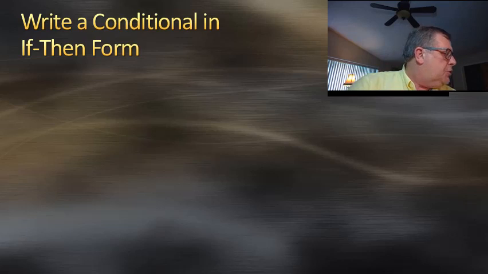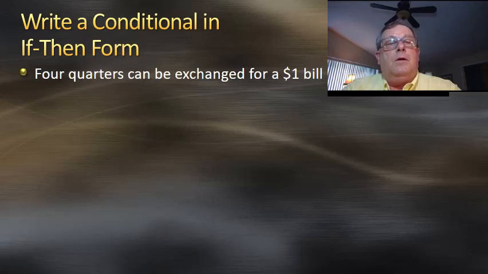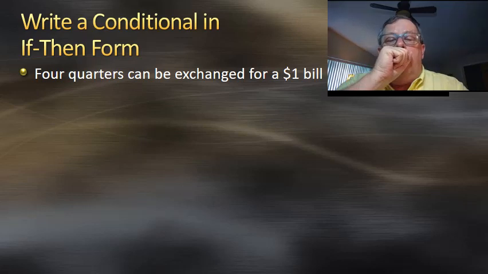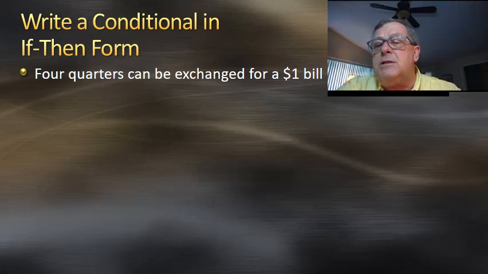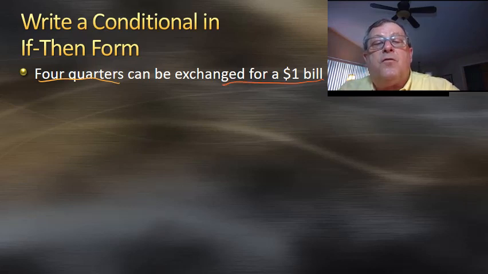Now, this corresponds to page 108 in your textbook, example 2. And let's look at a couple of examples here. We're given a statement that 4 quarters can be exchanged for a $1 bill. So let's break this statement down and see if we can determine a hypothesis and a conclusion. Well, we could look at the 4 quarters, and then we could look at exchange for a $1 bill.